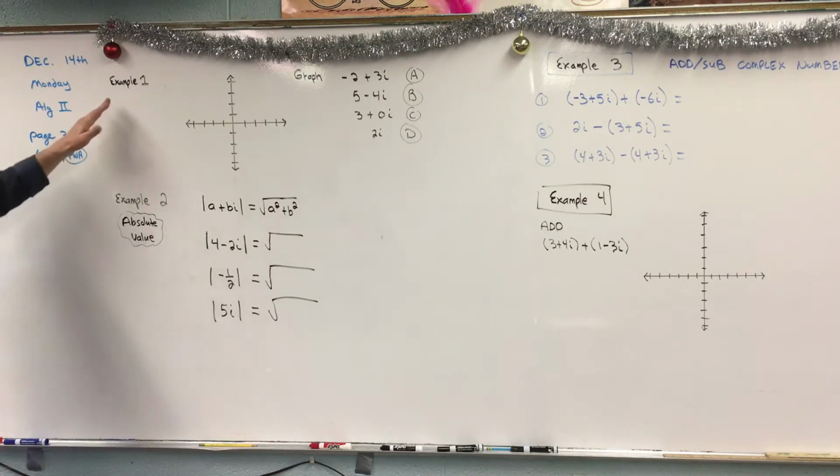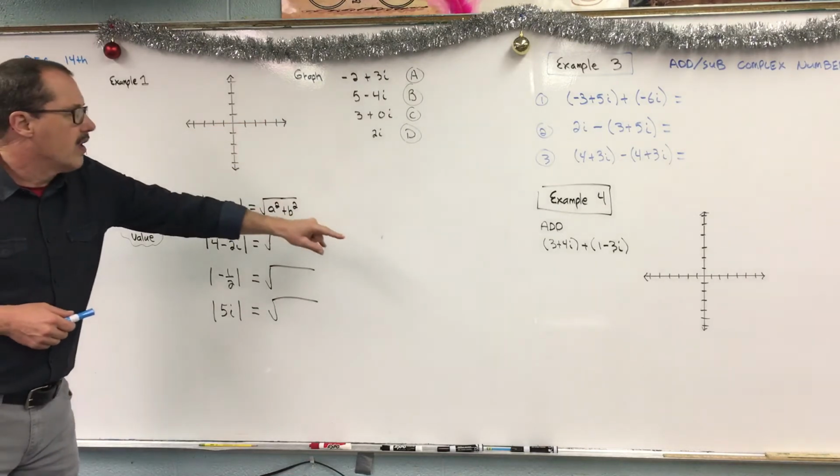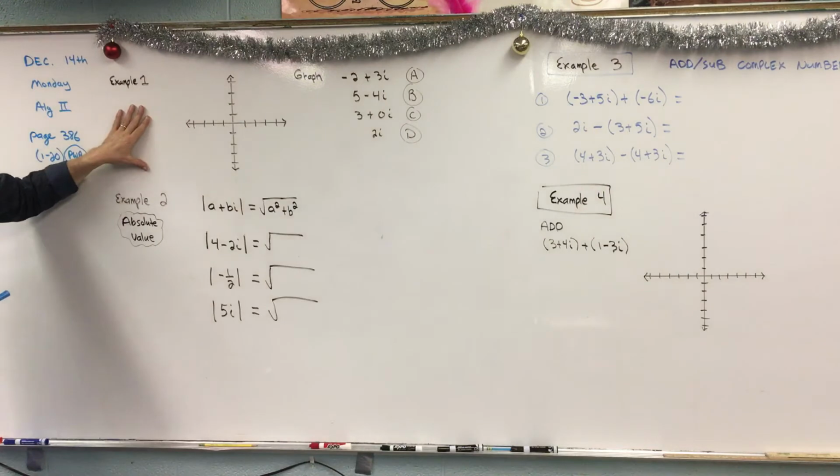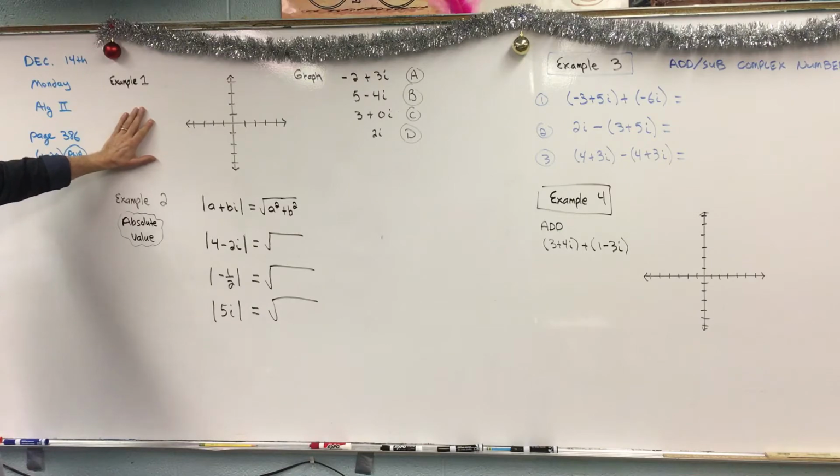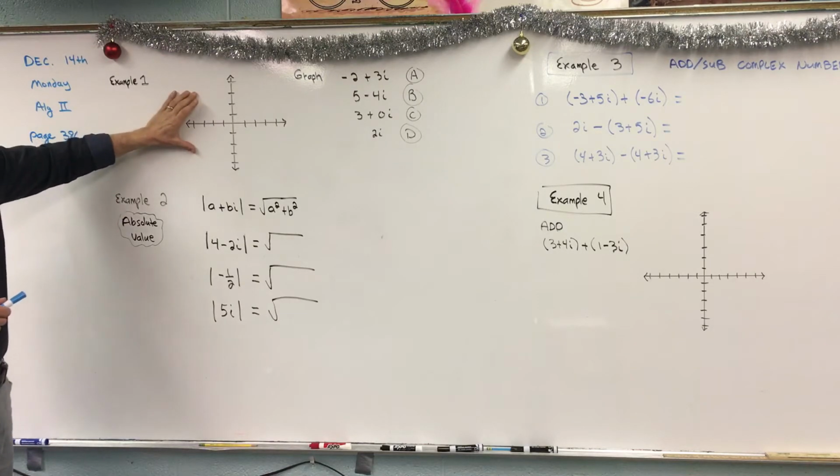Okay, so today what I'm going to do is go through examples 1, 2, 3, and 4. And everything here is about complex numbers. It isn't hard, it's just new and a little bit different. So the first example is with graphing complex numbers.